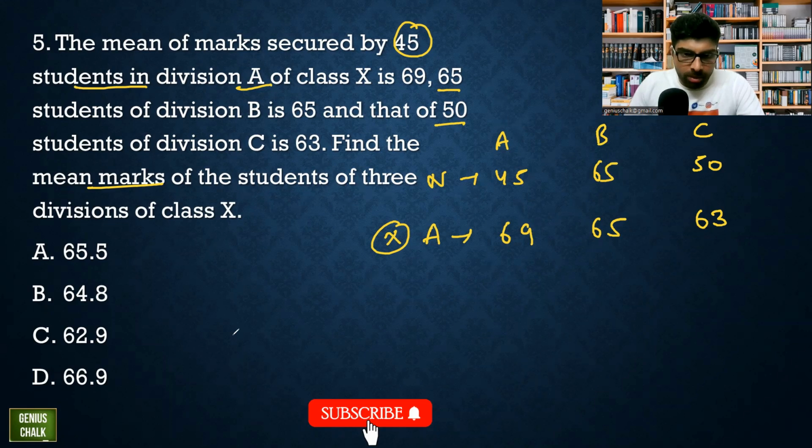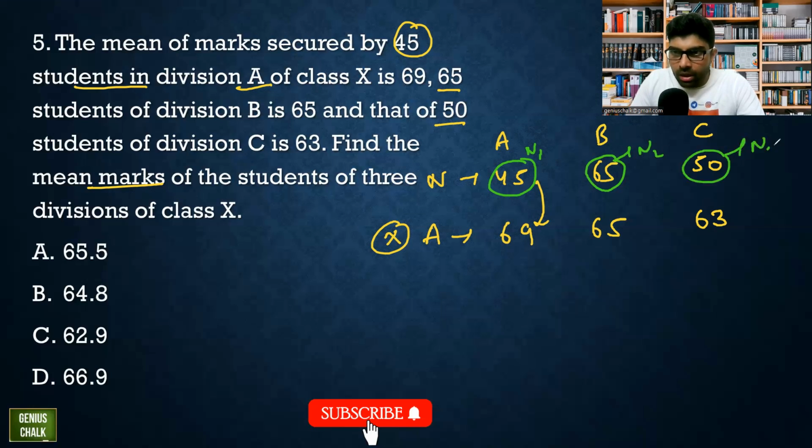So there is one basic formula also. Combined average means N1 A1 plus N2 A2 plus N3 A3 over N1 plus N2 plus N3. This is your value of N1, number of people in the first class, then number of people in the second class, number of people in the third class. This is average of the third class. This is average of second class.